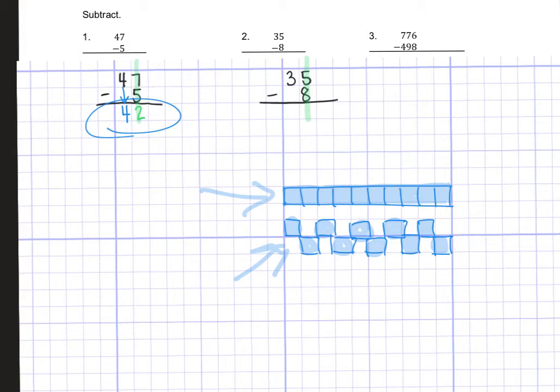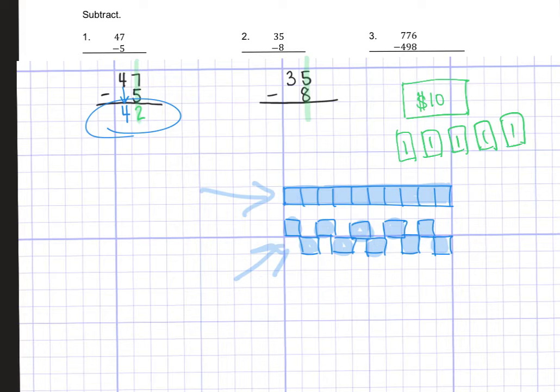So 10 is equal to 10 ones, right? And this makes sense. If I have a $10 bill, think about it in money. Again, everything makes sense in money. A $10 bill is equal to how many ones? 10 ones, right?